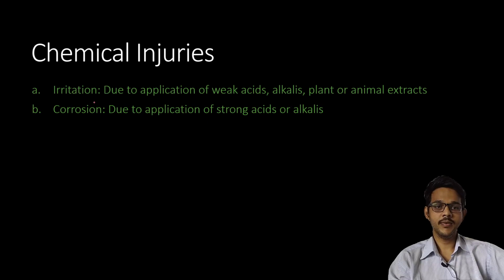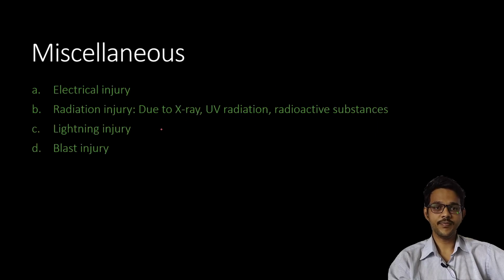Chemical injuries: because of the irritative effect of chemicals like weak acids, alkalis, or plant or animal extracts, which cause irritation on the body. Corrosives, due to application of strong acids or alkalis like hydrochloric acid or H2SO4, lead to corrosive injuries.